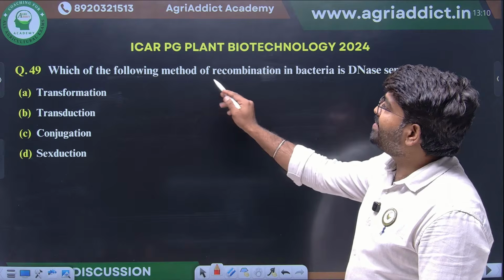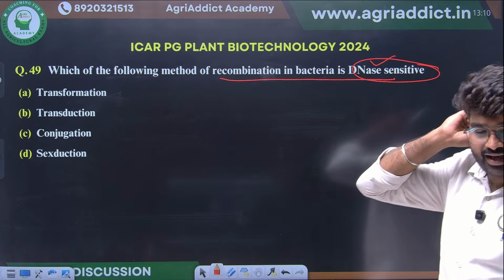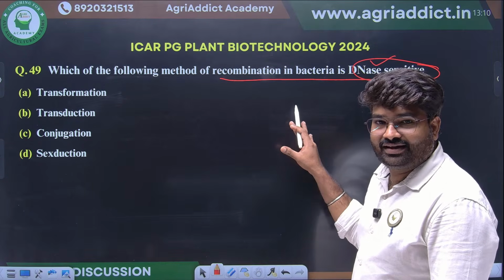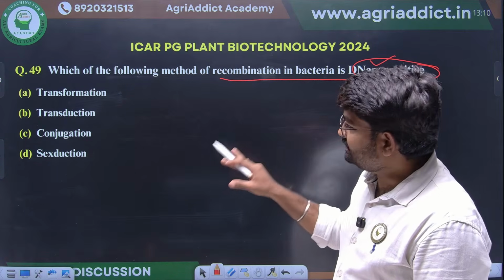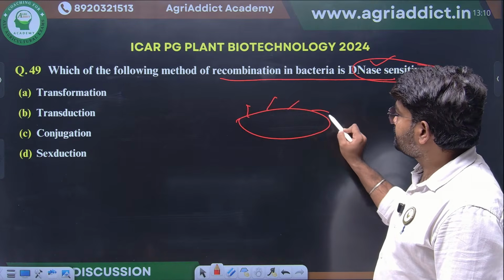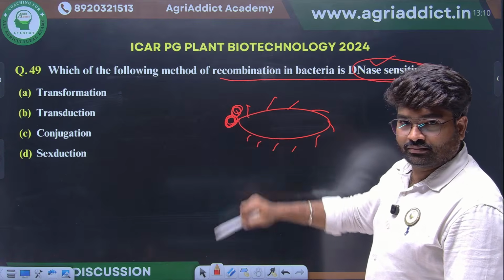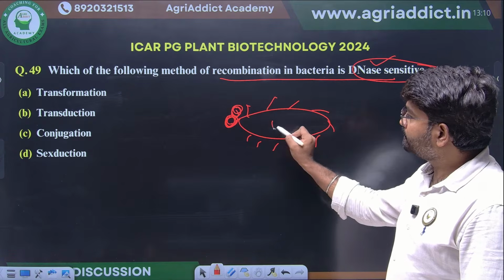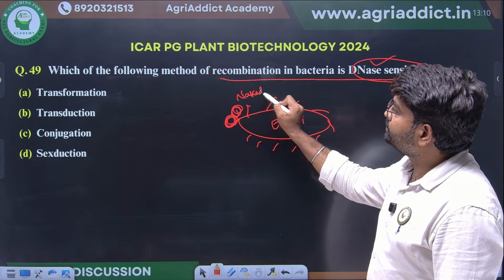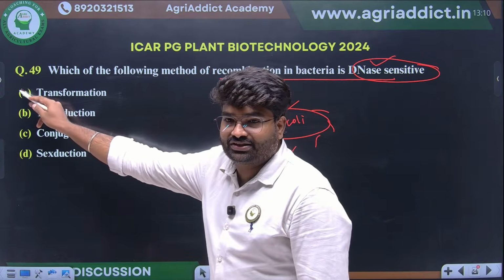Which of the following methods of recombination in bacteria is DNA sensitive? This I have told in our genetic engineering class. It's a DNA sensitive method. Which will be the option? Yes, transformation is the correct option.